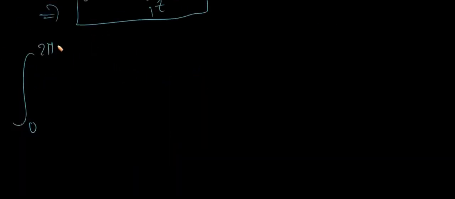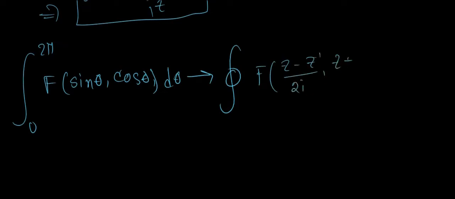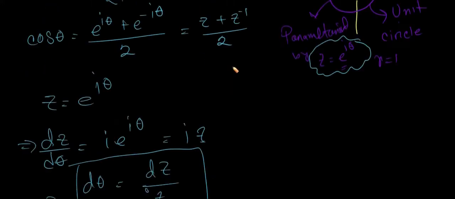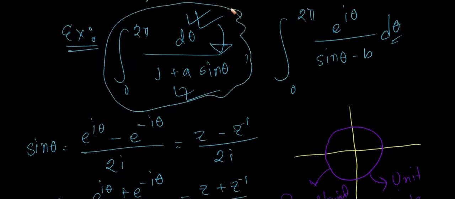So this integral from 0 to 2 pi of f of sine theta, cosine theta d theta becomes a contour integral over the unit circle in the complex plane, and now the arguments change as follows. And using this we are going to evaluate this integral over here, and let us see how we can do it.